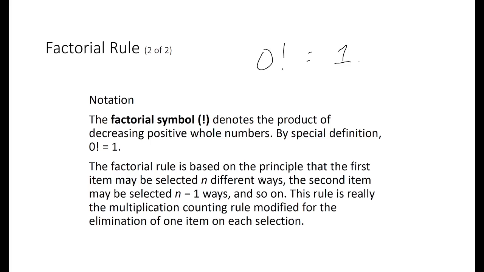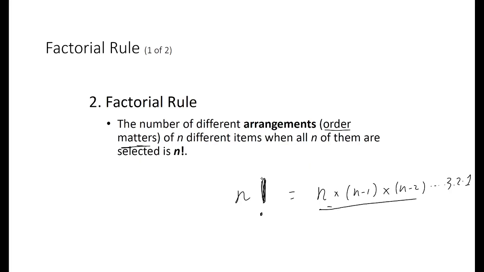The factorial rule is based on the principle that the first item may be selected n different ways, the second item may be selected n minus 1 ways, and keep going like that. This rule is really the multiplication counting rule modified for the elimination of one item on each selection. That is how we have this formula. For example, if you have to find 5 factorial, it means multiply starting from the whole number 5, the next whole numbers 4, 3, 2, and 1. That is the value of 5 factorial.